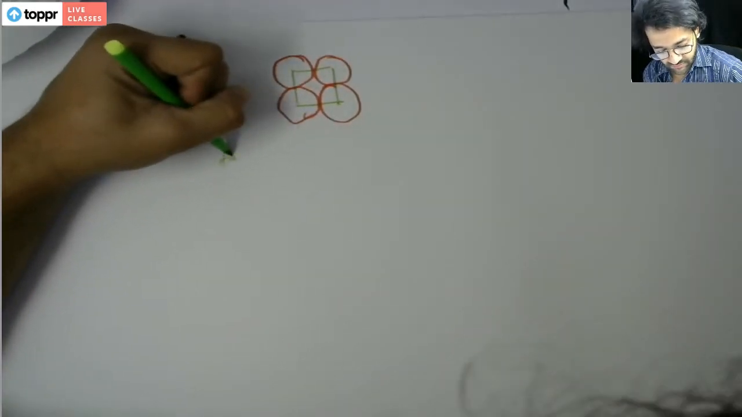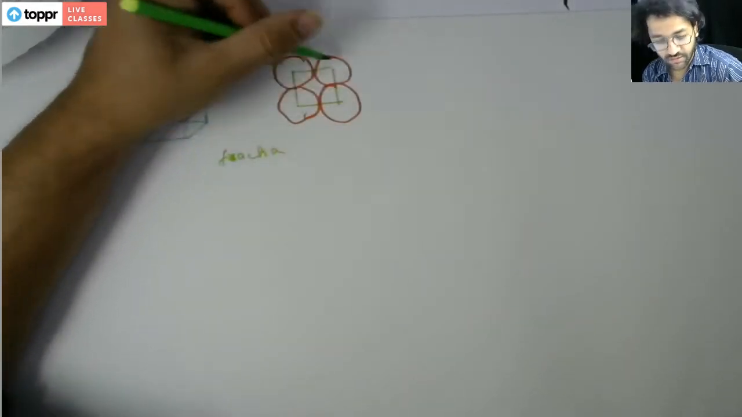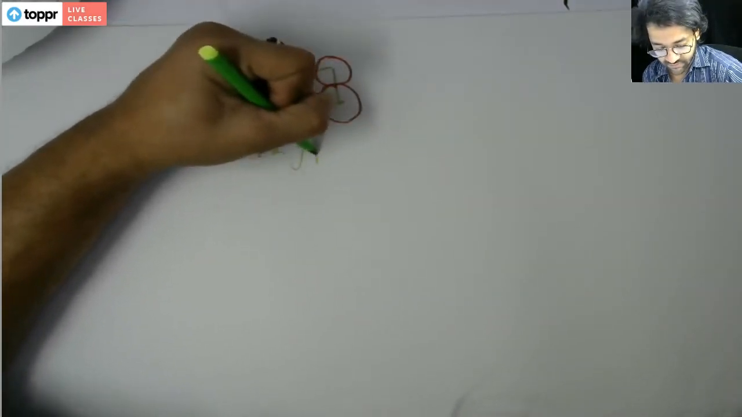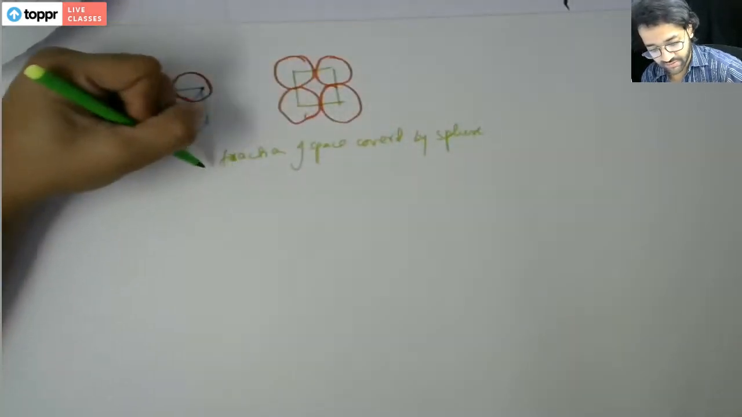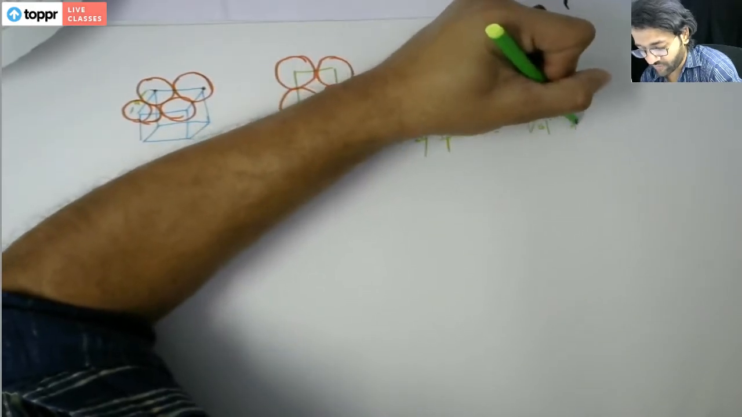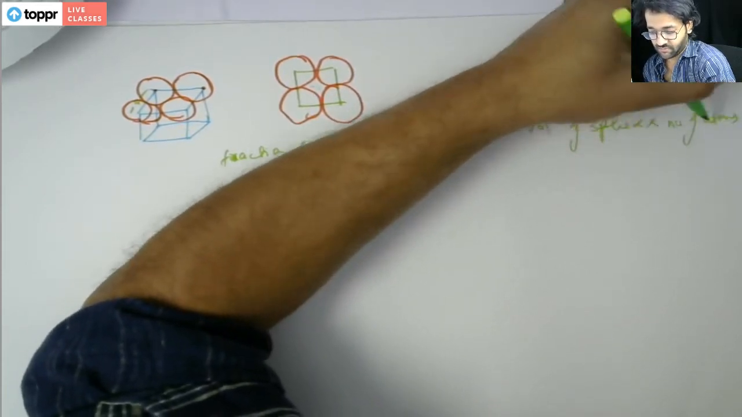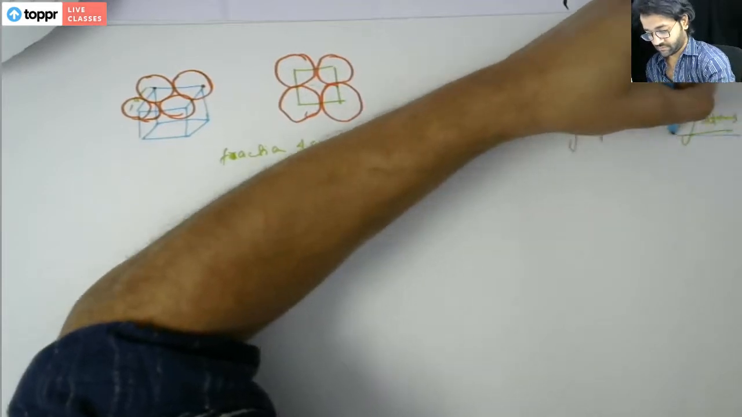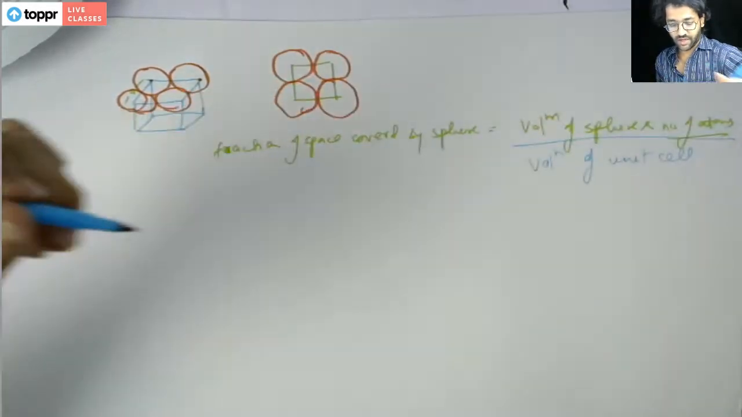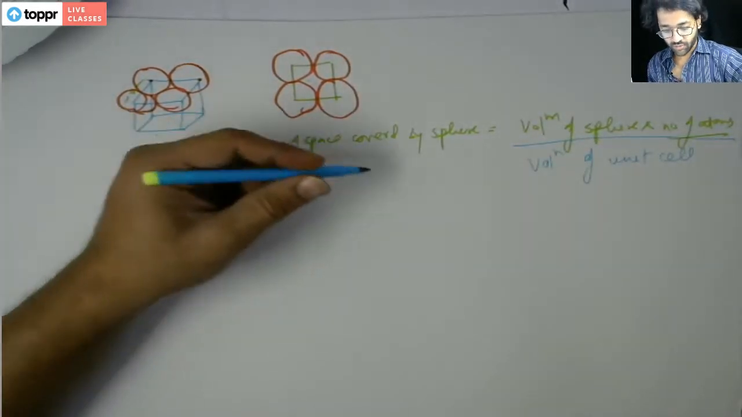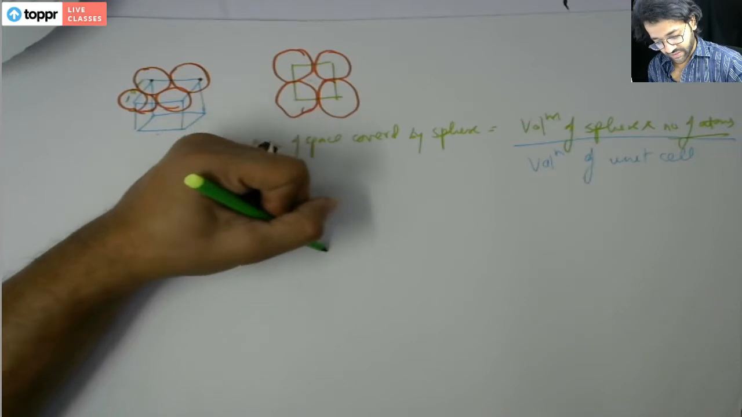the fraction of space that is covered by the spheres, that is volume of sphere into its number of atoms aggregate upon volume of unit cell. In our case this is a cubic unit cell, so we will be taking A cube, since the length is A, so the volume of the unit cell will be A cube.